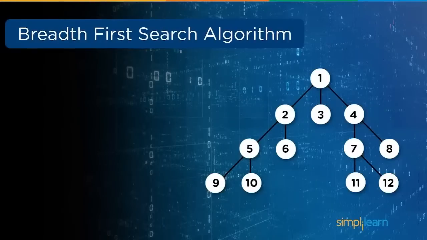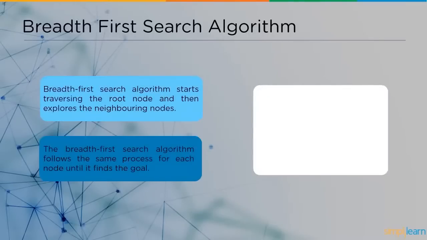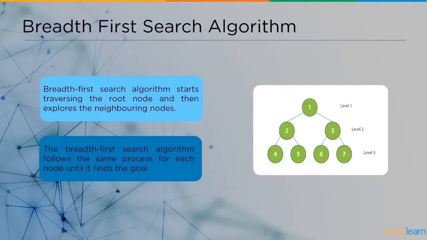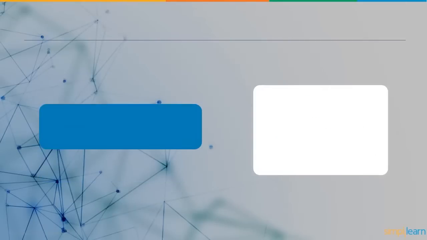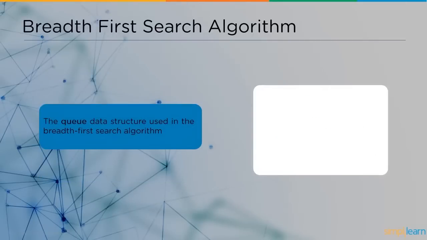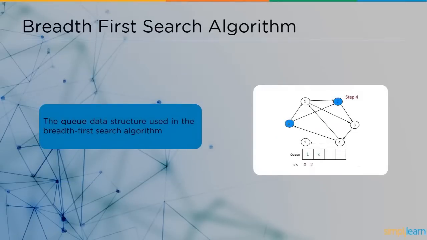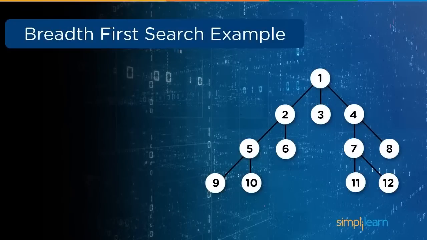First, we'll build a breadth first search algorithm, which begins by traversing the root node and then moves on to all the other nearby nodes. The breadth first search approach repeats the procedure for all the nodes until the desired node is found. The queue is the data structure that is used for the breadth first search algorithm. For a better understanding, we look at an example of the breadth first search algorithm.